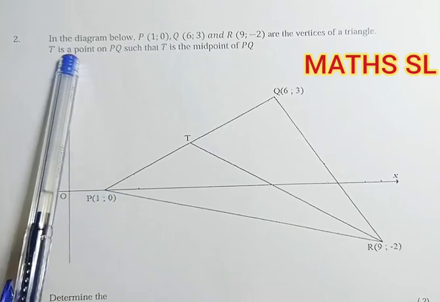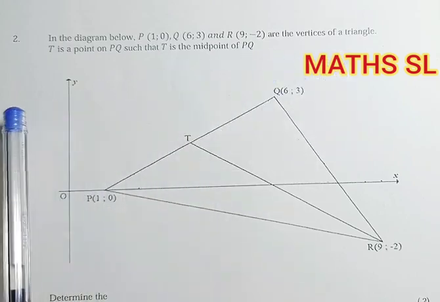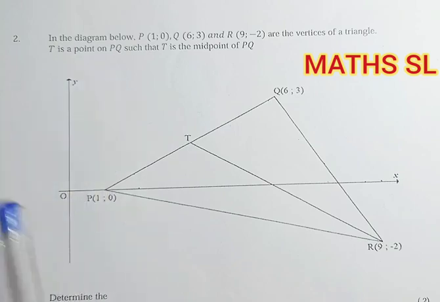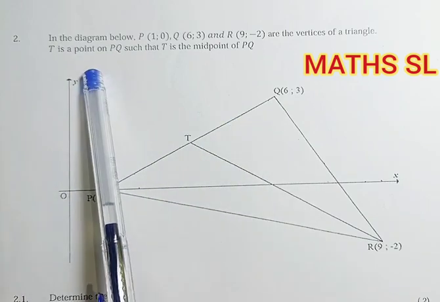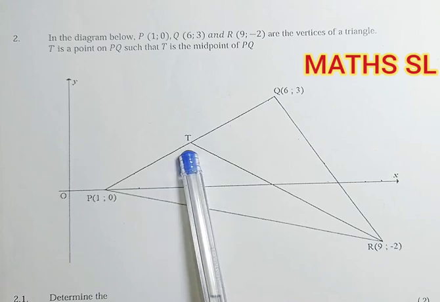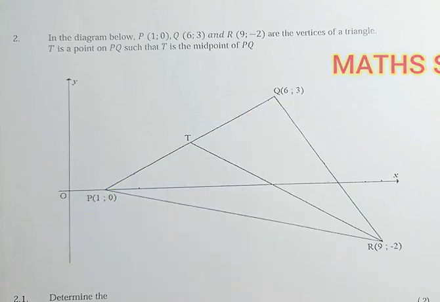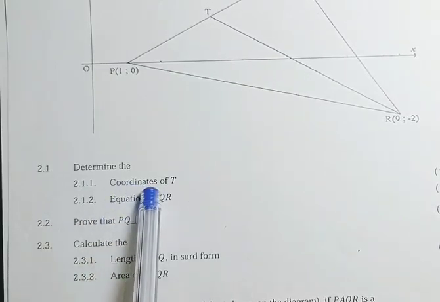The question says in the diagram below, P, Q, and R are the vertices of a triangle. T is a point on PQ such that T is the midpoint of PQ. T is the midpoint of PQ, right? So the first question says here, determine the coordinates of T.